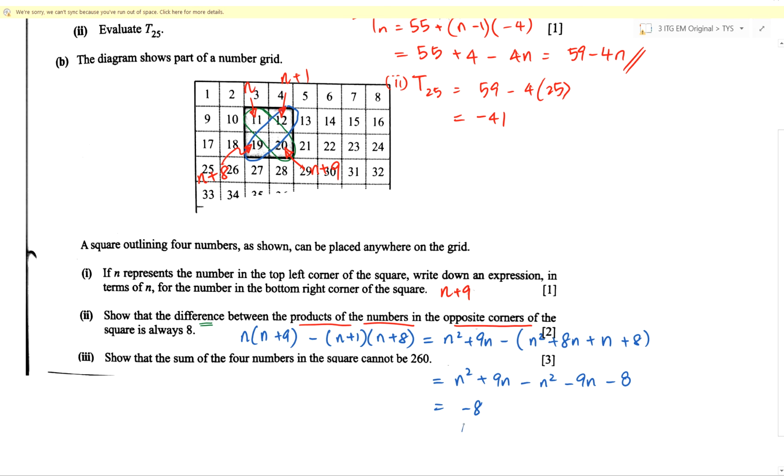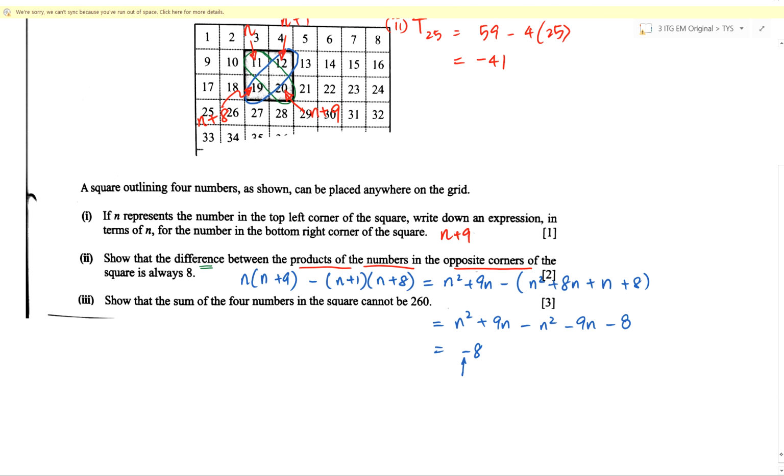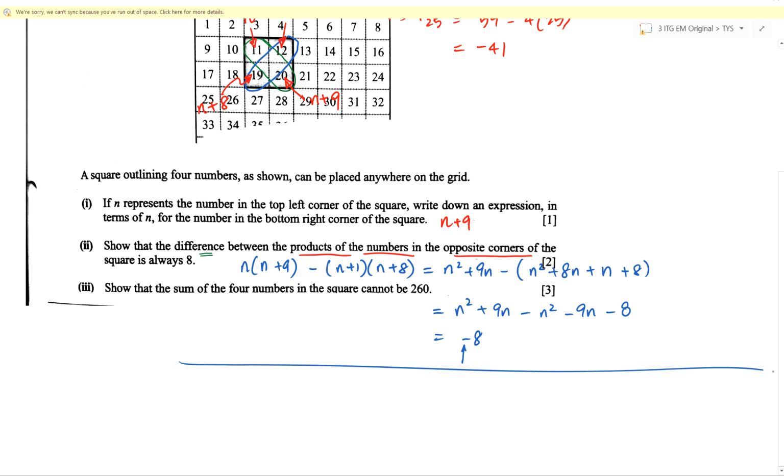Alternatively, if you are uncomfortable with this negative over here, what you can do is to rearrange your working to become n plus 1 multiplied by n plus 8, take away n times n plus 9. Do the same working, and you get positive 8 this time.